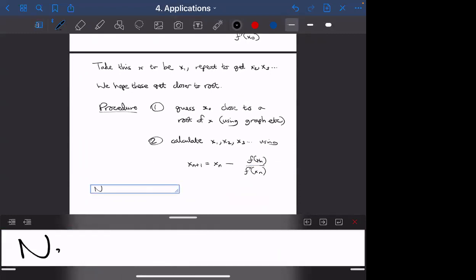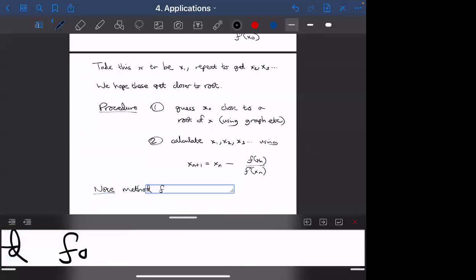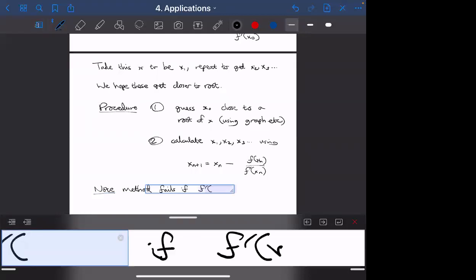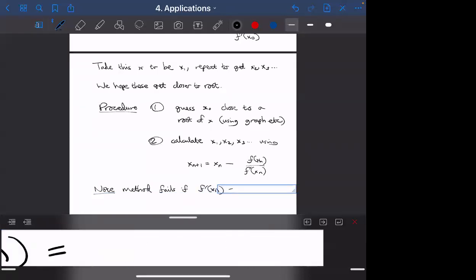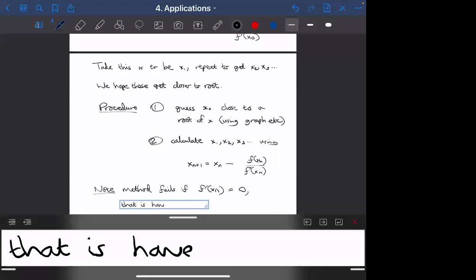So note, the method fails if f prime xn is 0. That is, if you have a horizontal tangent.